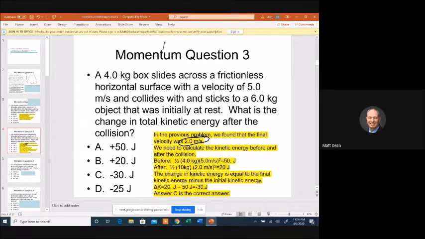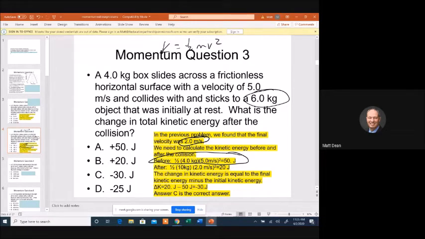So we're going to use kinetic energy equals 1/2 mv squared to calculate that. And you can see me doing that right here. 1/2 mass of the first box times velocity of that box squared. We end up with 50 joules of kinetic energy before the collision. Remember, the 6 kilogram box didn't have any kinetic energy because it wasn't moving.